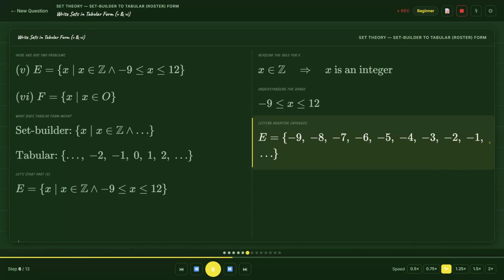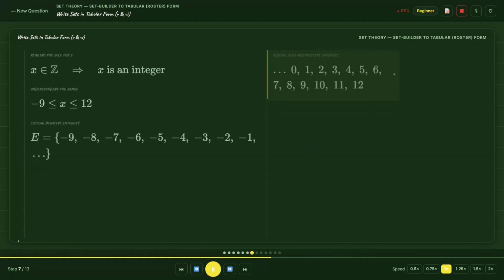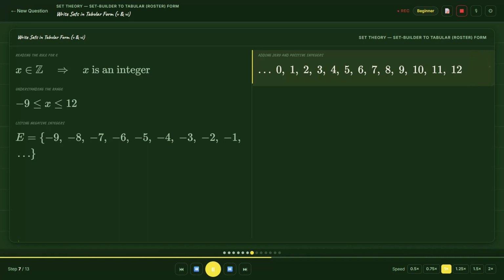Let's start listing. We begin at -9 and count up one by one. -9, -8, -7, -6, all the way to -1. That's all the negative integers in our set. Now we keep going. After -1 comes 0, then 1, 2, 3 and so on all the way up to 12. We stop at 12 because the rule says X is less than or equal to 12.